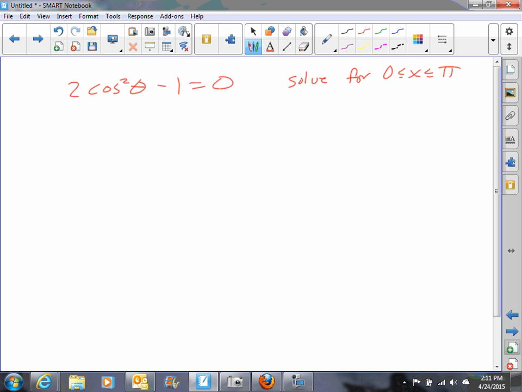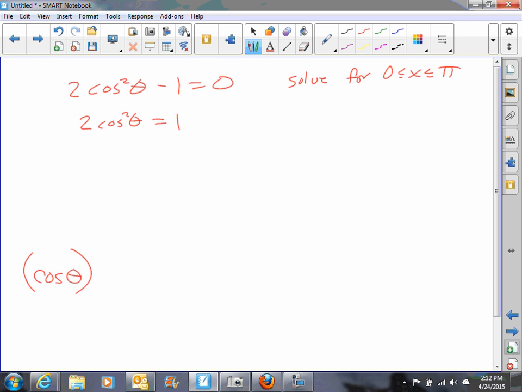Now, the unknown in this particular case is cosine of theta. Notice that the cosine of theta is our fundamental unit that we're going to be working with, because we're squaring the cosine of theta, multiplying by 2, and then subtracting 1. So to solve this equation, we would undo what's being done to the cosine of theta. So first of all, I would add 1 to both sides. I get 2 cosine squared theta equals 1.